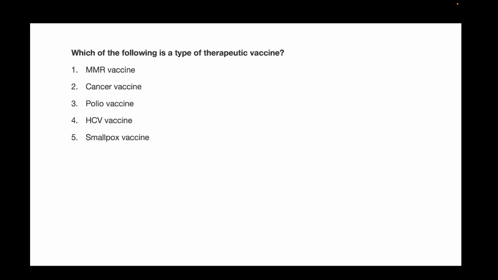The correct answer here would be option 2, cancer vaccine. So a therapeutic vaccine is usually administered to treat an existing disease, not to prevent its occurrence. And cancer vaccines are a classic example of these therapeutic vaccines because they stimulate the immune system to target cancer cells already present in the body. In contrast, MMR, polio, smallpox, and most HCV vaccines are prophylactic, wherein they are given to healthy individuals to prevent future disease and not for therapy after disease diagnosis.